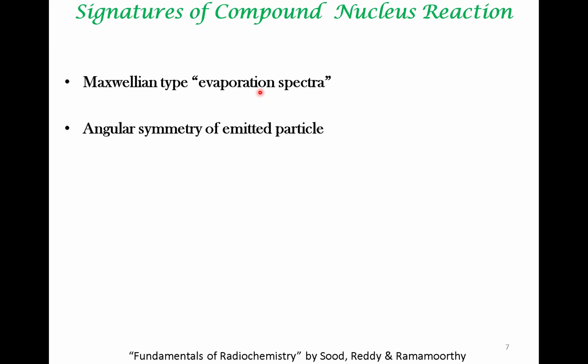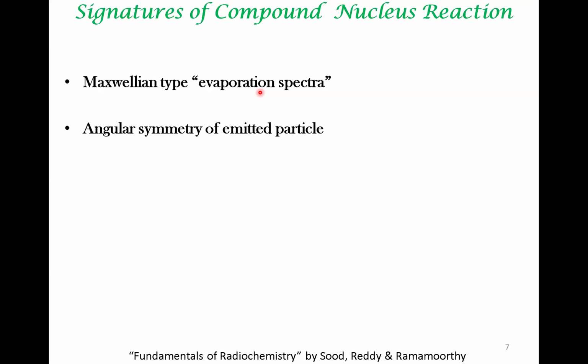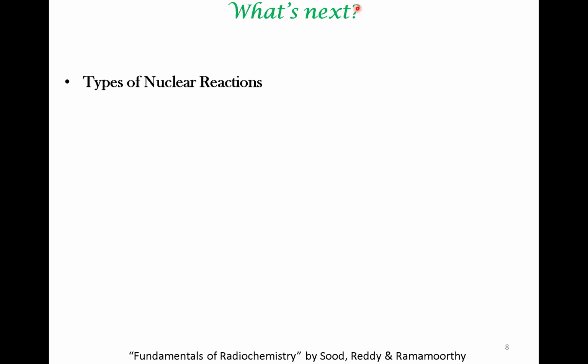Then, in addition, there is an angular symmetry of the emitted particle. Supposing it's the neutron that is getting emitted, there is a particular symmetry which is independent of the direction of impact of the projectile onto the nucleus. All these things are indicative of, or additional proof for, the validity of the compound nucleus reaction model. In the next lecture, we will go into certain other types of nuclear reaction. Thank you.